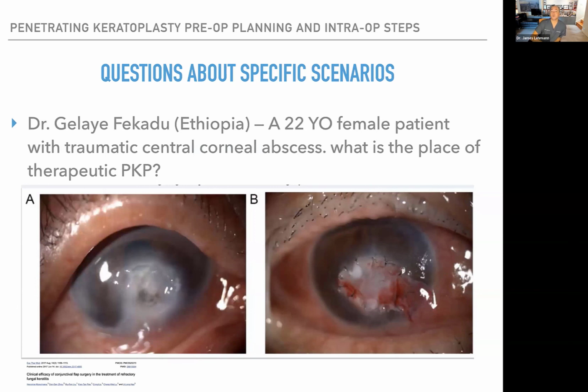So I've been to Peru several times. And one of the hospitals I visit in Peru, they don't always have tissue. They sometimes have tissue. And when they don't have tissue, they do a conj flap, at least until they can get tissue. So this brings a blood supply to help kill the bugs. It's better than nothing. It ain't ideal. It's better to do a therapeutic PK, but it's better than nothing.